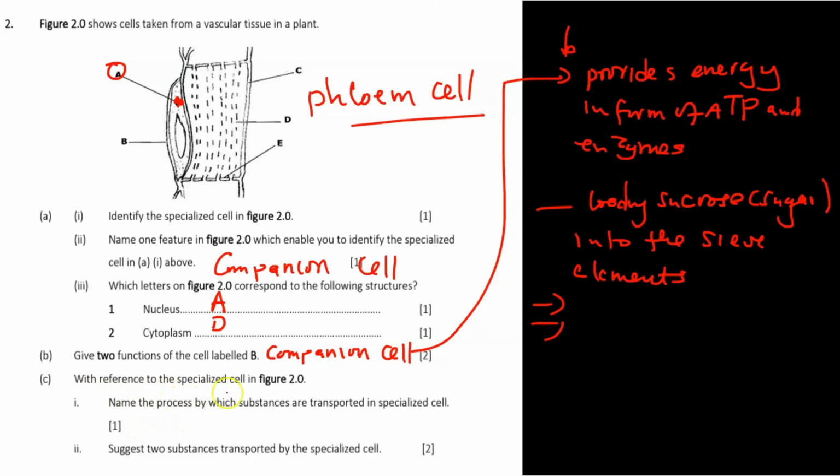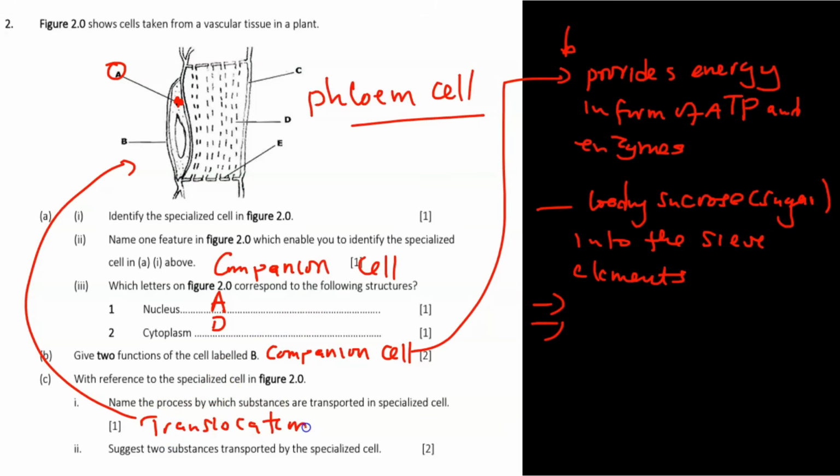With reference to the specialized cells, name the process by which the substances are transported in the specialized cells. So in reference, name the process in reference to the specialized cell. Which specialized cell? This one. By what process are the substances transported? Now, for you to know, the phloem, in case we didn't give the function of phloem, it transports manufactured food, or it transports organic materials. So now, by what process? So by the process called translocation.